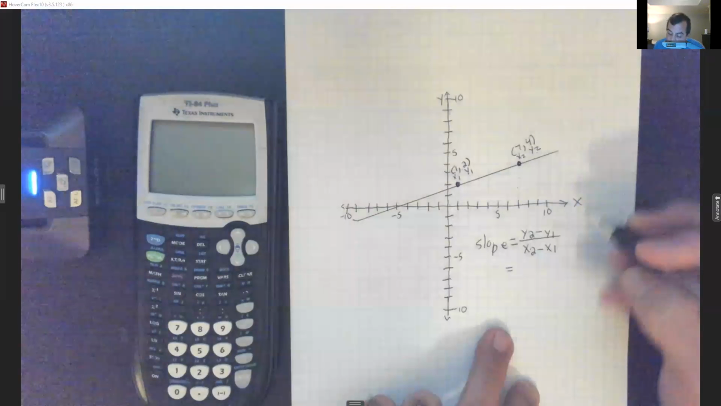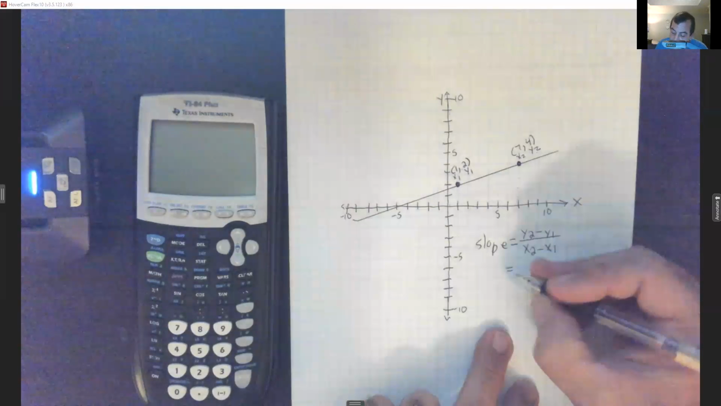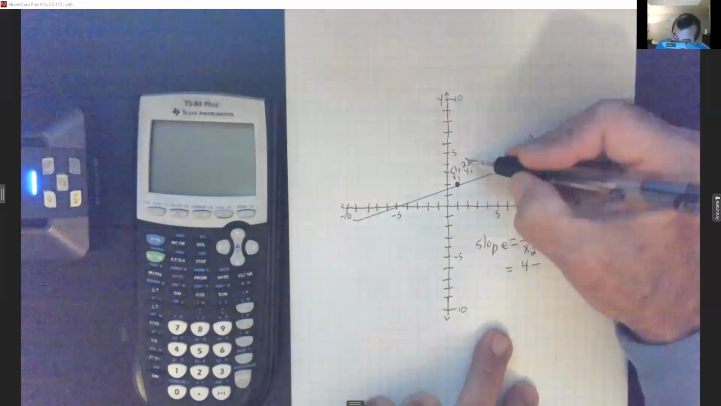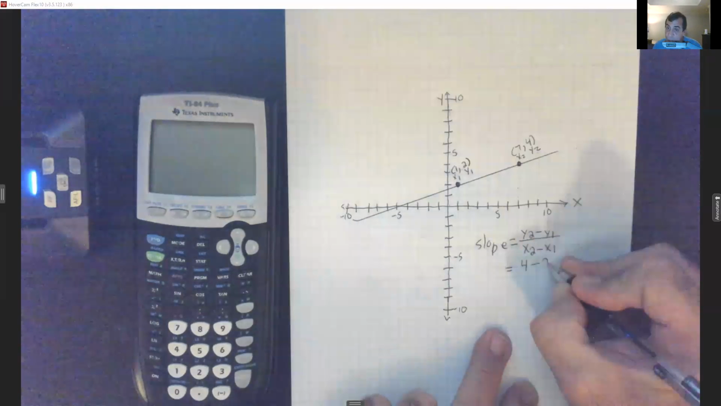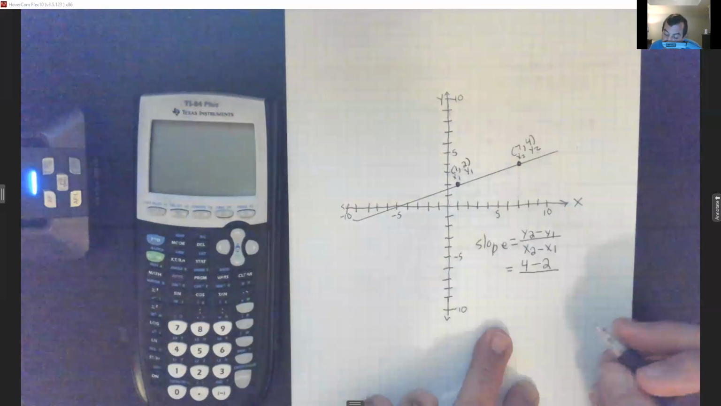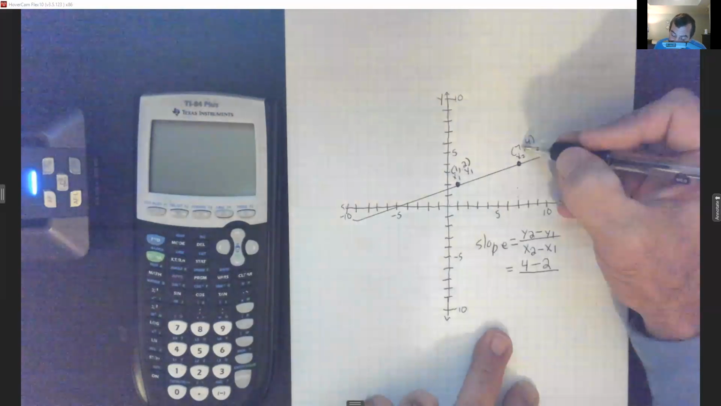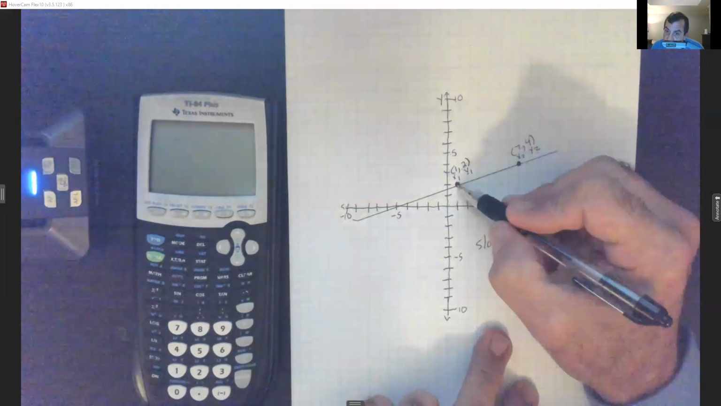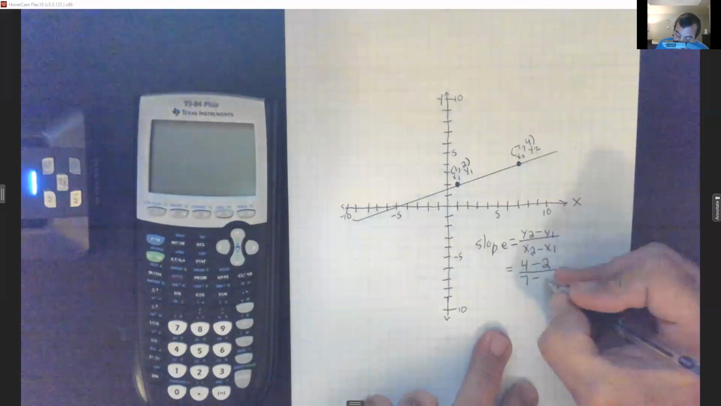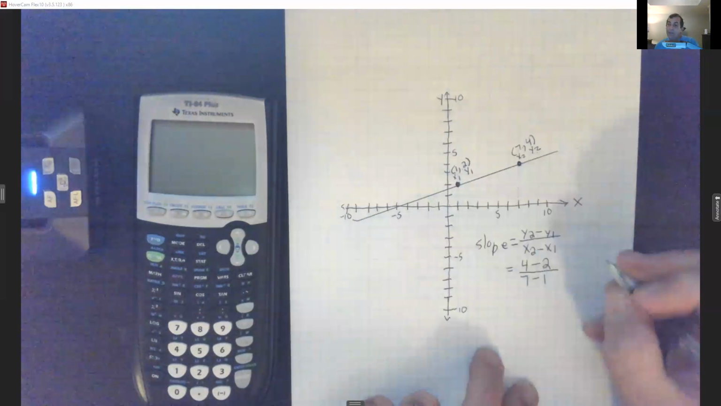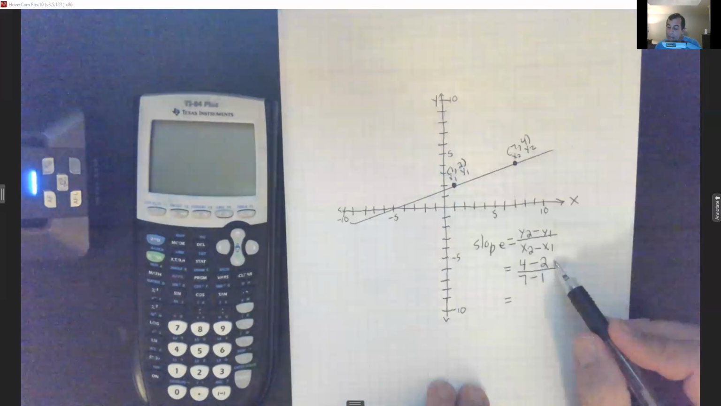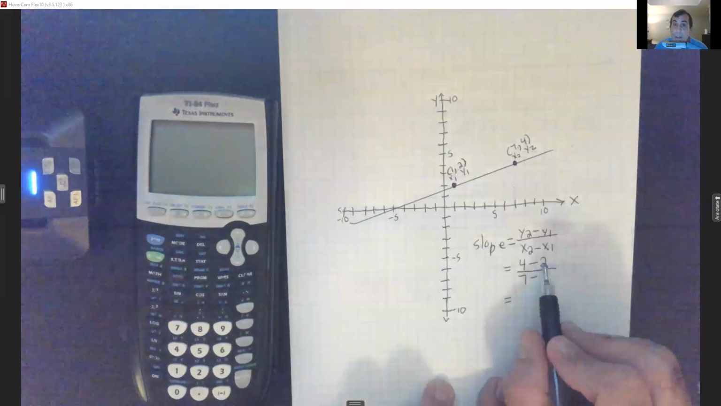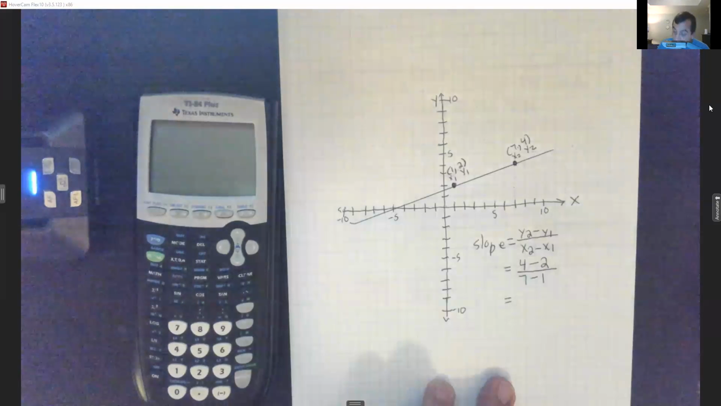So let's fill in for the numbers that we got. So y2 was 4, so it's going to be 4 minus y1, which is 2. So on top, we got 4 minus 2. On bottom, we got 7 minus independent variable 1, which is 1. So that gives me a 4 minus 2 over 7 minus 1. So on top, 4 minus 2 is going to give me a 2.